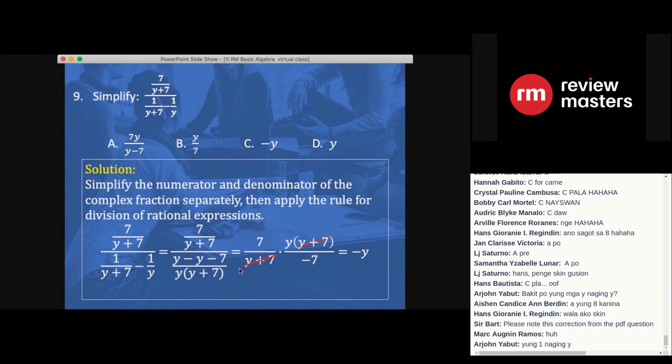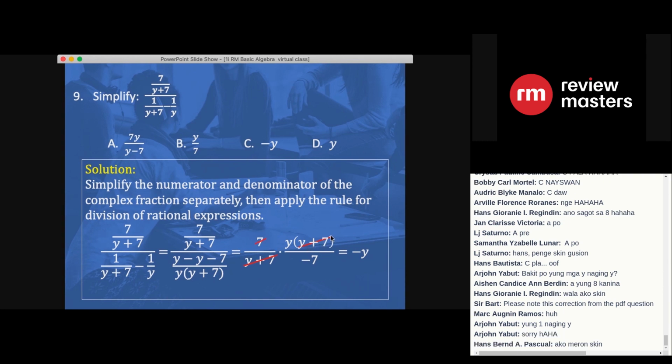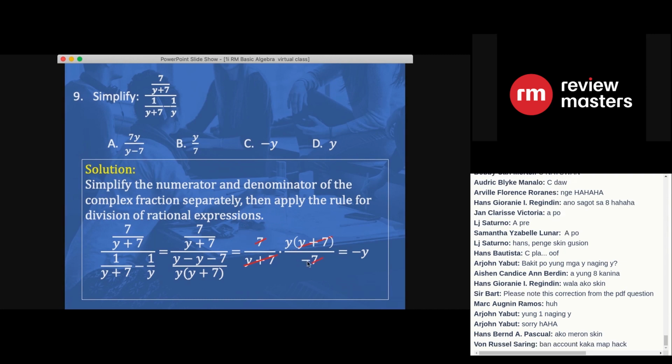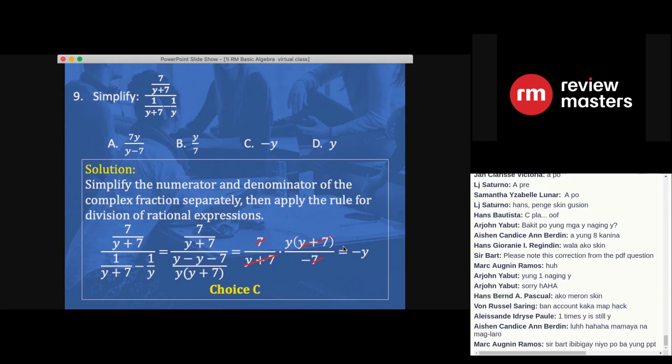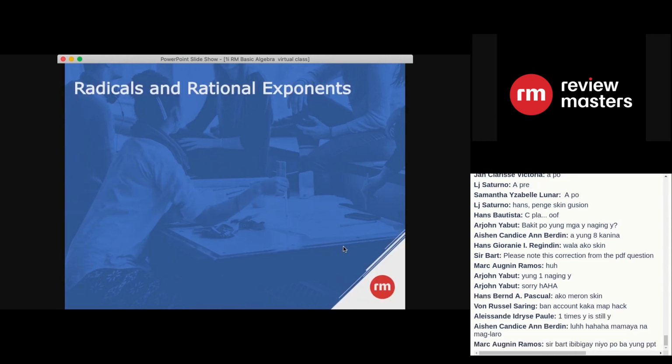you can now cancel y plus 7. You can cancel 7. So, anong natira? Y over negative 1. So, that would be negative y. And that is choice letter C. So, doon kanina, that is choice letter C. Kindly correct. Kasi many answered D, no? The answer actually is letter C.